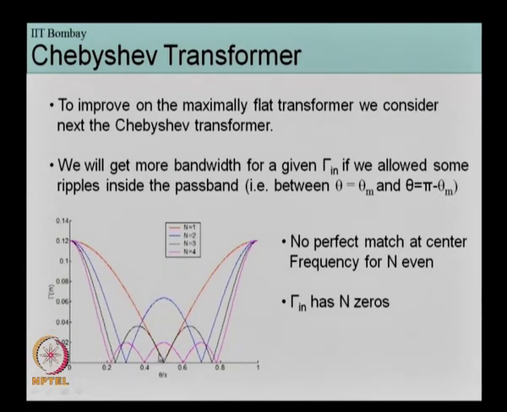But then because of the presence of ripples, because we are allowing some ripples in the pass band, we can allow our bandwidth to be further expanded. For example, say if our gamma m is along this line for n equal to 4, say this purple line, say our gamma m is like this, then because we are allowing some ripples, never of course crossing the value of gamma m, we can give more allowance to our bandwidth. So, by providing for more ripples in the pass band, we are enabling a wider bandwidth. That is the reason we go for the Chebyshev polynomial.